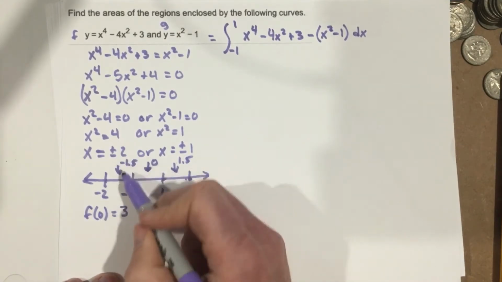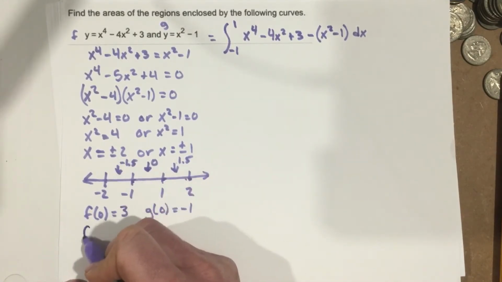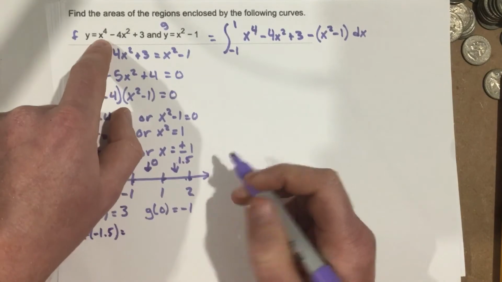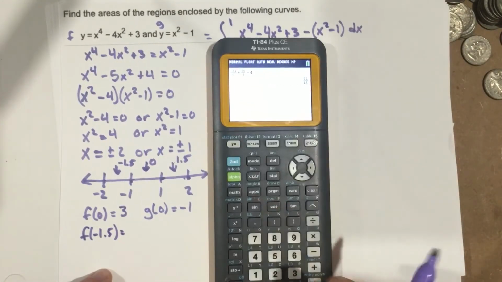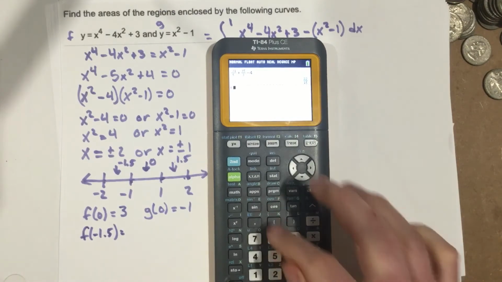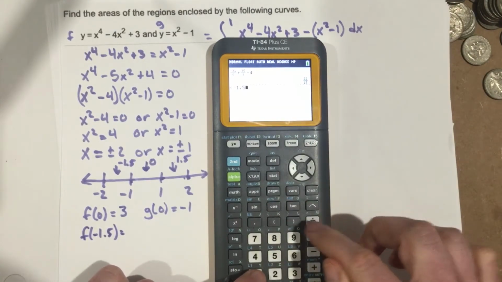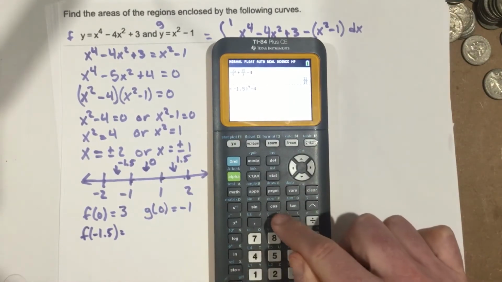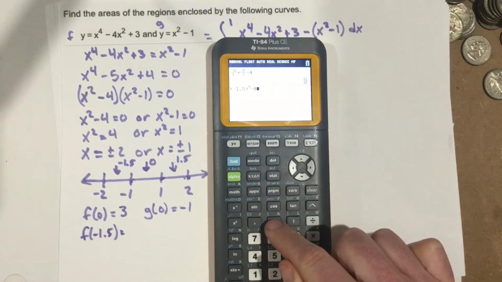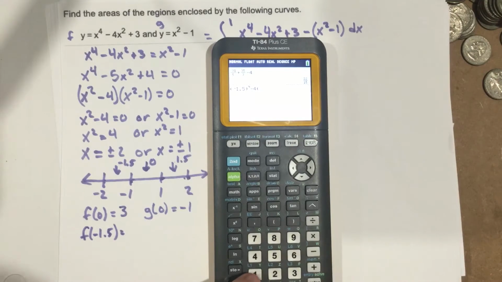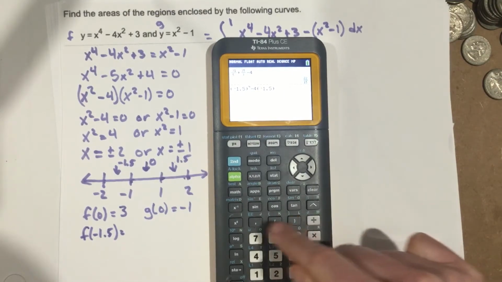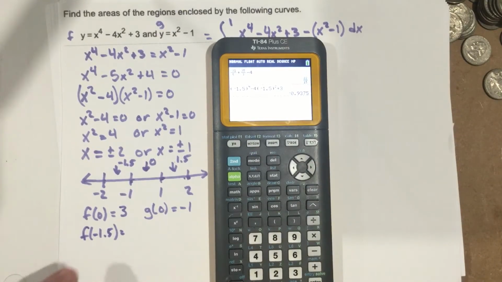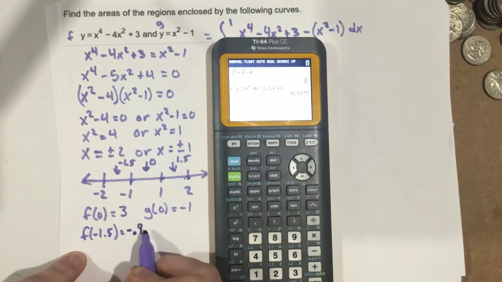Now, I want to check, when I plug negative 1.5 into the f function here, I take negative 1.5 to the 4th power, I subtract out 4 times negative 1.5 squared, and I add 3. I get negative 0.9375.